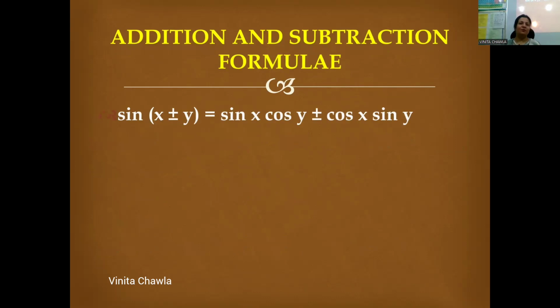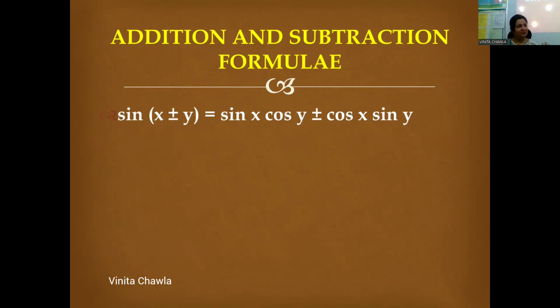See, we have a few more formulas here. Now the formulas will come, the good ones. Okay? So if we have sin x plus y, then sin x plus y is sin x cos y plus cos x sin y.